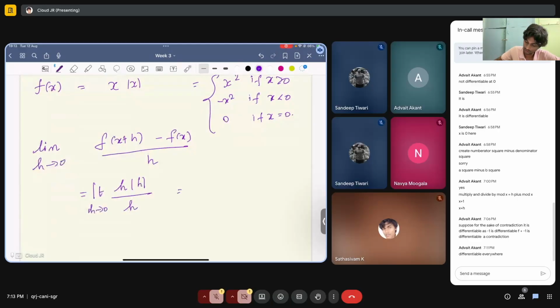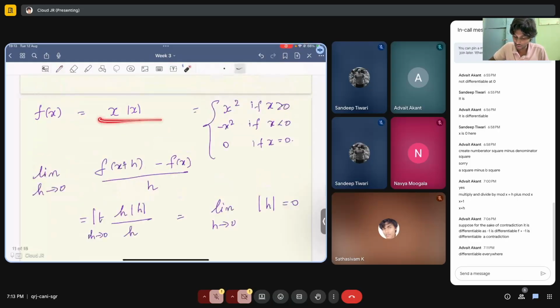This is nothing but other. I can cancel these things. So this is the limit of h goes to 0 of mod h. But this is 0. Okay. So this function limit exists.